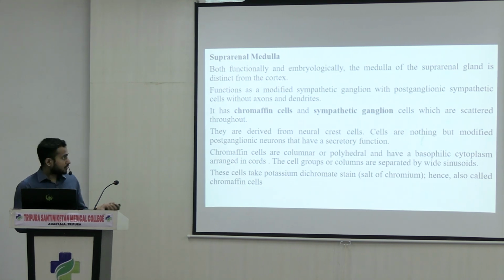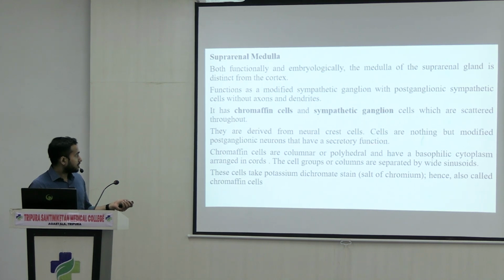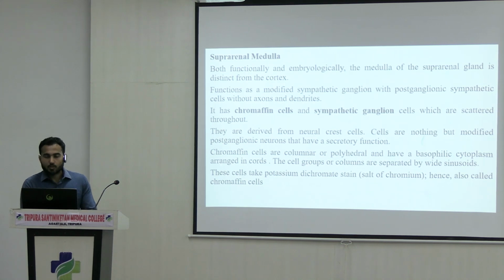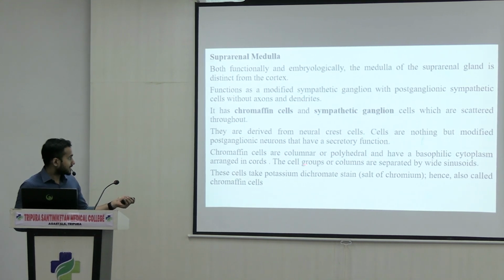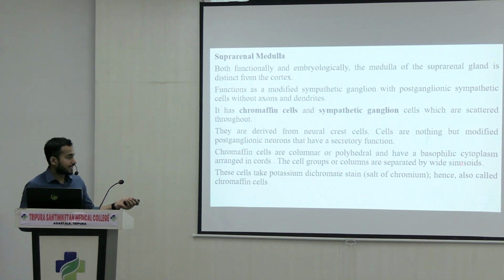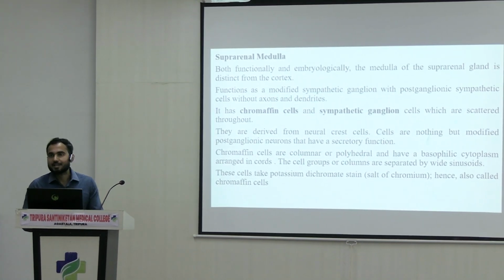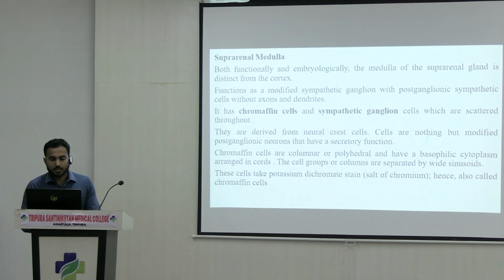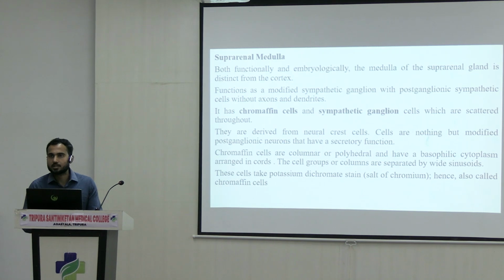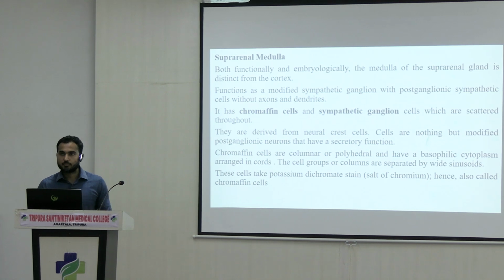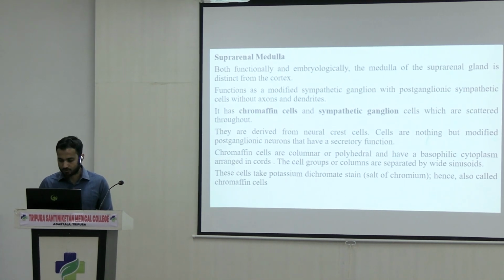Now the cells, particularly in the medulla, are modified postganglionic neurons that have a secretory function. The chromaffin cells are polyhedral and have basophilic cytoplasm. The cell groups or columns are separated by wide sinusoids. These chromaffin cells take up potassium dichromate, a special type of stain. That's why they are called chromaffin cells. Based on the staining, the names are given.